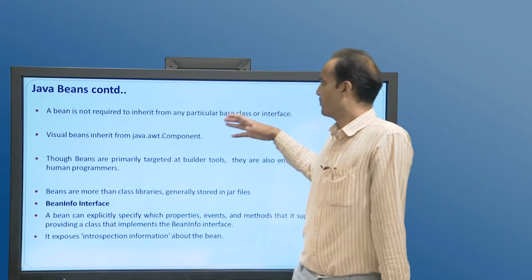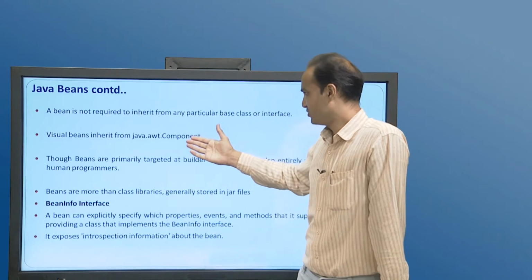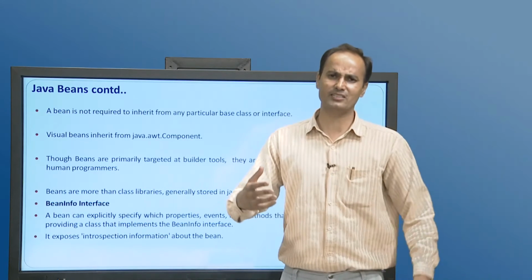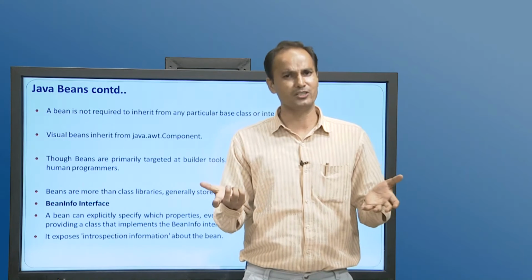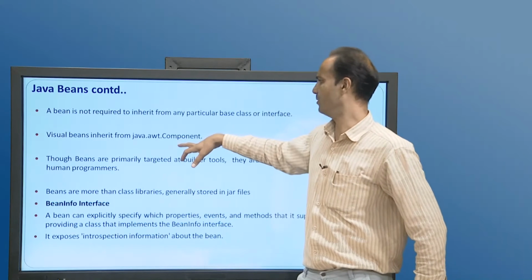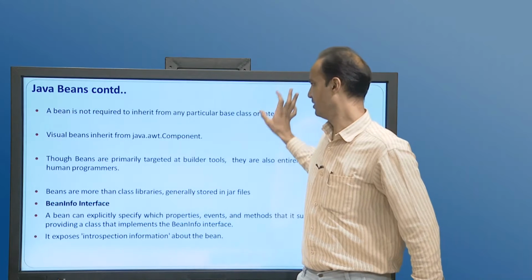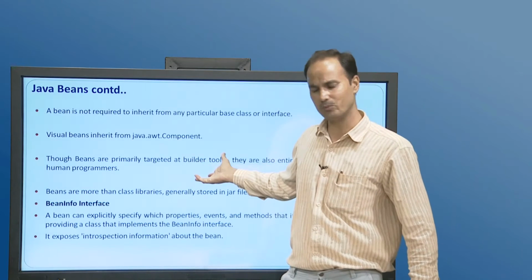A bean is not required to inherit from any particular base class. Visual beans inherit from java.awt.Component. As we talked, it is all about a component environment, a reusable component. So it is going to be inherited from, or we can say used from, the java.awt.Component class. Beans are primarily targeted at builder tools. They are also entirely usable by human programmers.